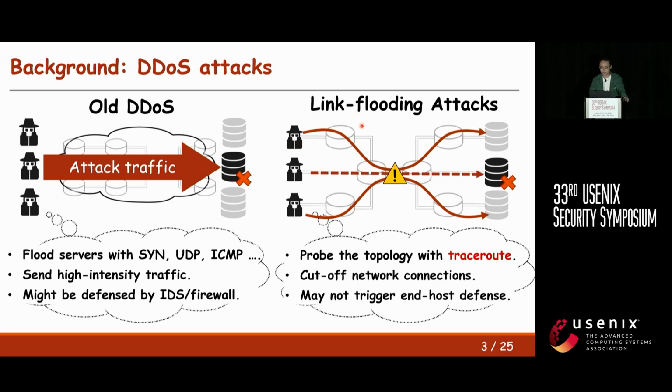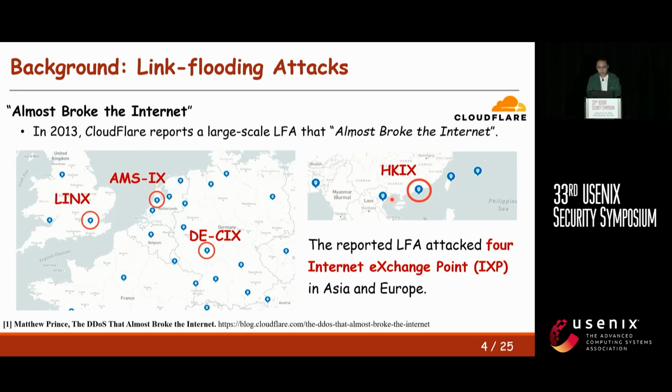One such attack is known as the link flooding attack. These link flooding attacks do not target the end host service directly. However, the attackers aggregate the traffic flows to critical network nodes and links, causing widespread network disruption. Let's look at an example to illustrate the impact of link flooding attacks. In 2013, Cloudflare reported a major link flooding attack that nearly broke the internet. In this attack, the attackers targeted 4 major internet exchange points in Europe and Asia, and this attack caused widespread disconnection in these regions and lasted for a very long time.